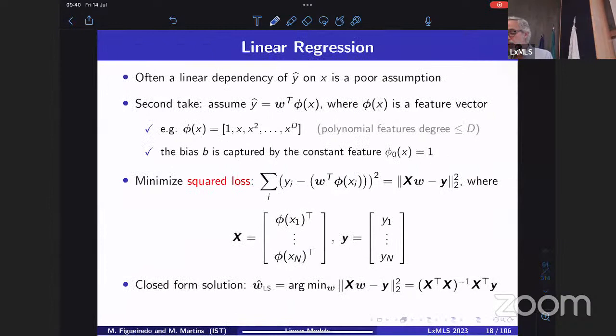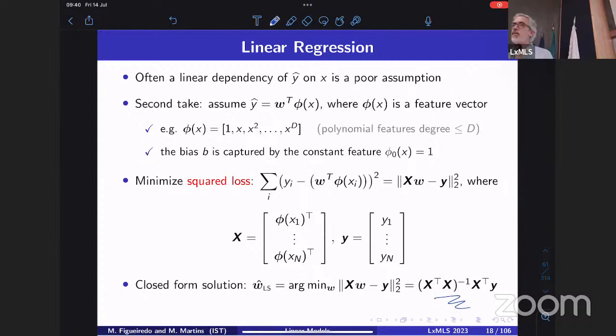Okay, and then this has a closed form solution. How do we find solutions for these problems? How do you minimize a function? Compute the gradient. So this is the kind of thing that, assuming you know, you compute the gradient, you set it to zero, you solve. In this case, it has a closed form solution, very famous: (X transpose X) inverse, X transpose y. So this is the solution for linear regression.